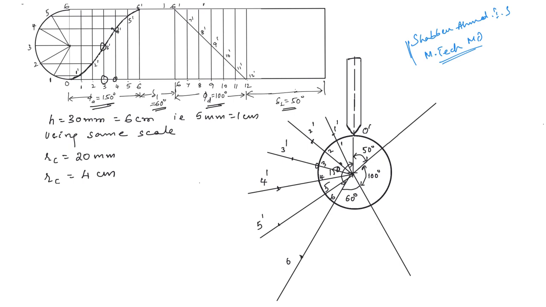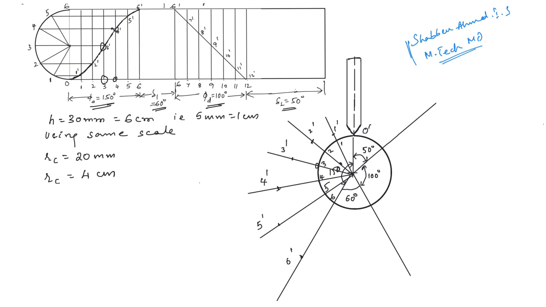Here this 1 dash must be equal to the 1 dash in the displacement diagram, and the length 2 dash must be equal to that 2 dash. Similarly the length 3 dash must be equal to 3 dash, length 4 dash must be equal to 4 dash, length 5 dash must be equal to 5 dash, and length 6 dash must be equal to 6 dash.